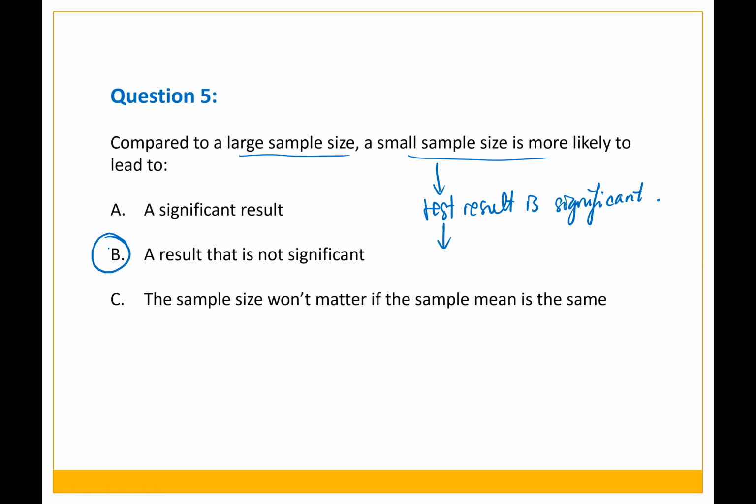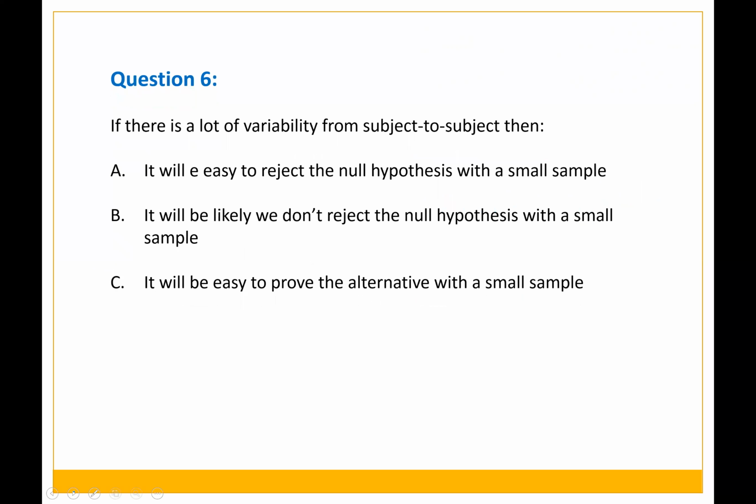Now let's go to question 6. If there's a lot of variability from subject to subject, then it means that your sample is small, because it means that we can have a lot of big departures from the population mean. So A, it will be easy to reject the null hypothesis with a small sample. May be true. B, it will be likely that we won't reject the null hypothesis with a small sample. C, it will be easy to prove the alternative with a small sample.